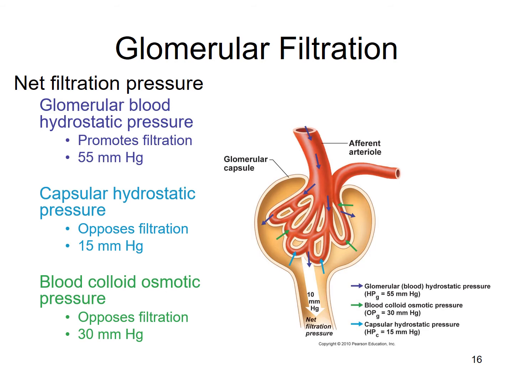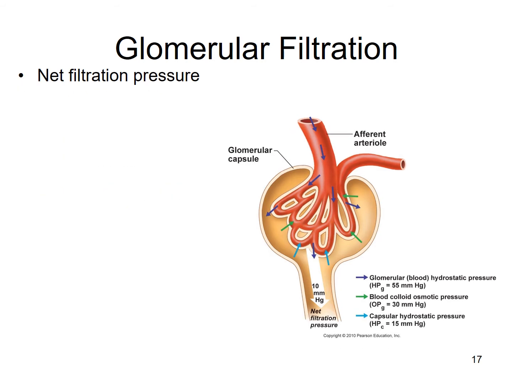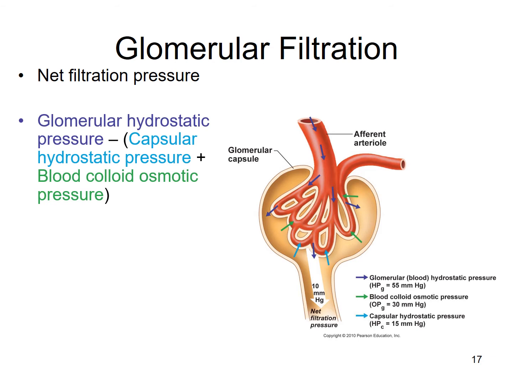And so what is your net filtration pressure? Your net filtration pressure is going to be the glomerular pressure pushing out. That pressure pushing out will be taken away from by the osmotic pressure and by the capsular hydrostatic pressure. So how do you calculate the net filtration pressure here? This is how net filtration pressure gets calculated. The net filtration pressure is going to be the glomerular hydrostatic pressure minus the capsular hydrostatic pressure and the blood osmotic pressure. So basically here you've got the one force that pushes out, you've got the other forces which are trying to push fluid back into the capillaries.